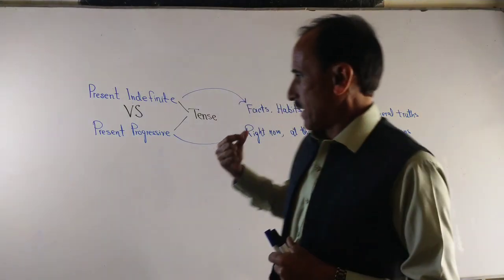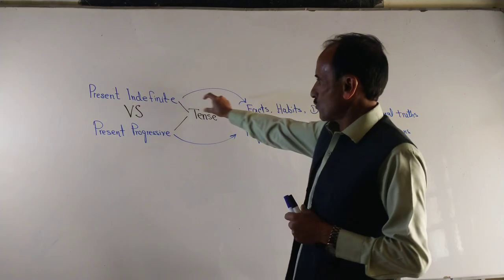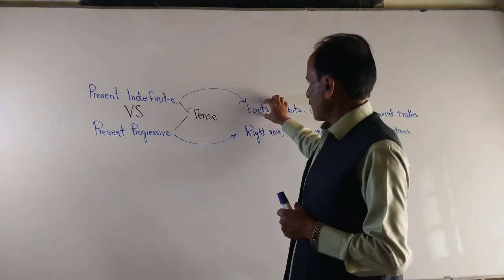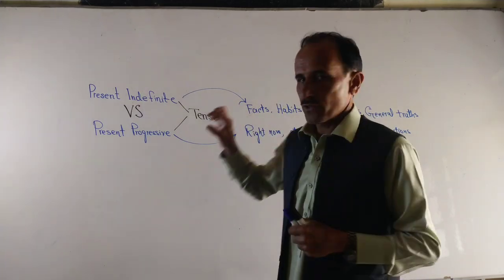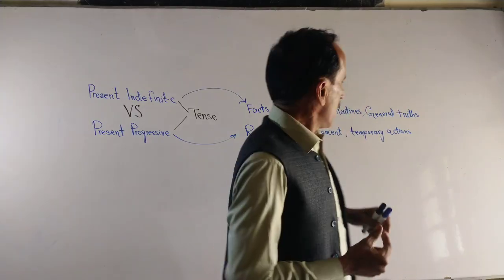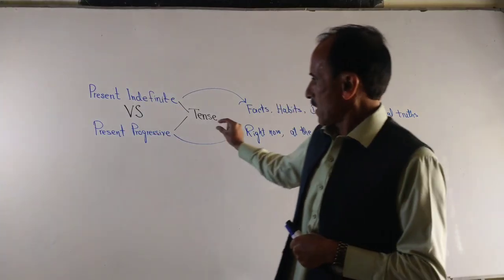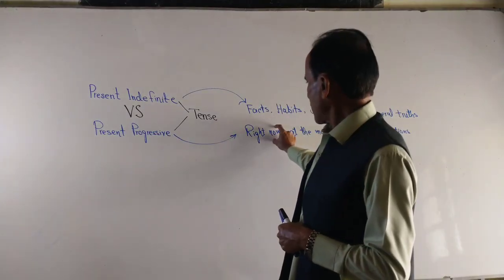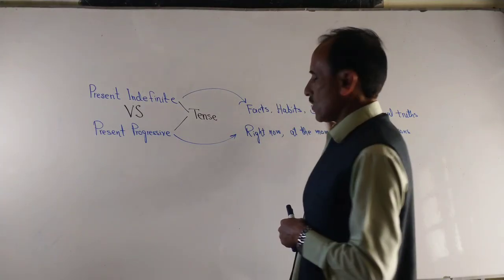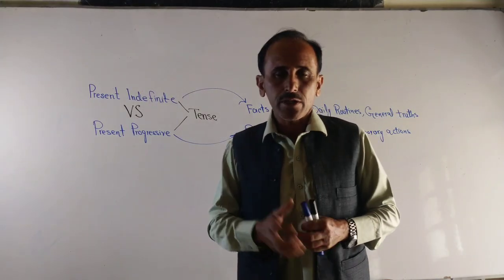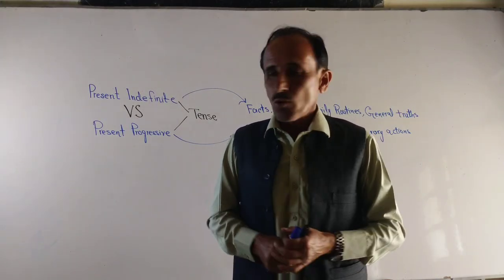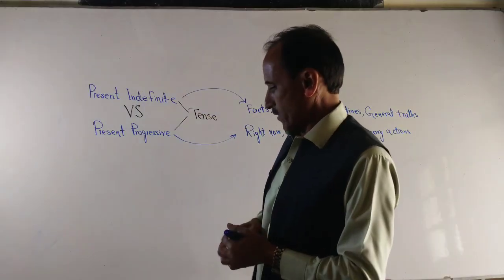For example, here is a method. It is used for habits, daily routines, and general truths. The present progressive tense is used for actions happening right now, at the moment, or temporary actions. Now, what is the difference between these two tenses?